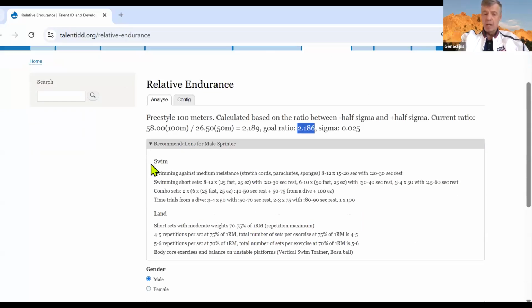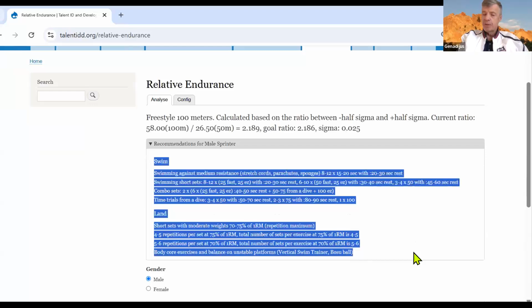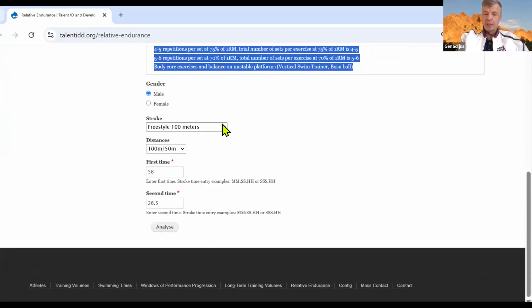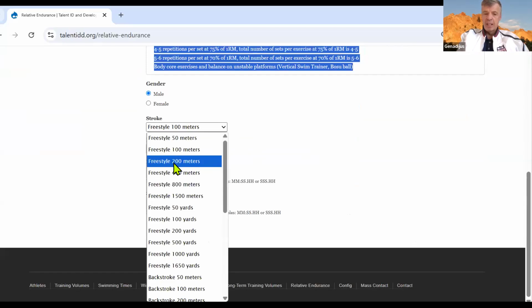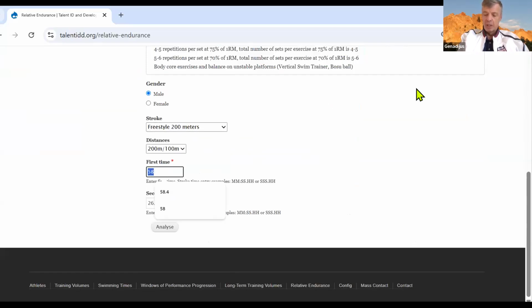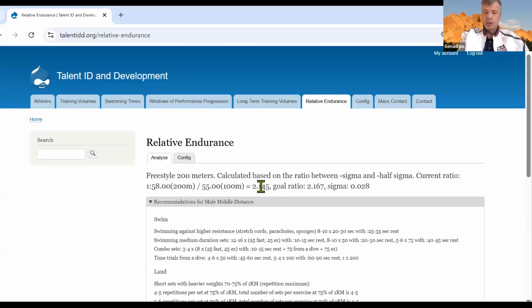And the software still writes what kind of recommendations should be in the sets, which are specifically designed for a 100 freestyle swimmer, because this is 100 freestyle. But if you look at 200 freestyle, for example, okay, longer distances, and you enter, let's say, the 200 time your swimmer swims, let's say 1 minute 58 seconds, and the 100 time the swimmer swims, let's say, 55 seconds. Okay, what does that mean? You click over here, and the ratio is 214. Best swimmers in the world, 216. Okay, so your swimmer has a lower ratio between times than elite level swimmers.